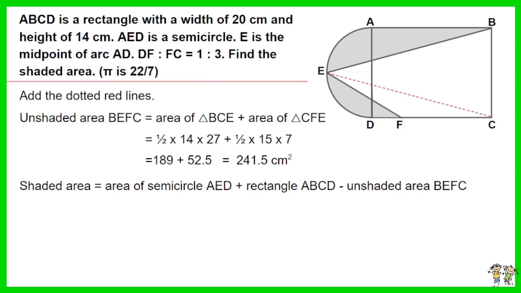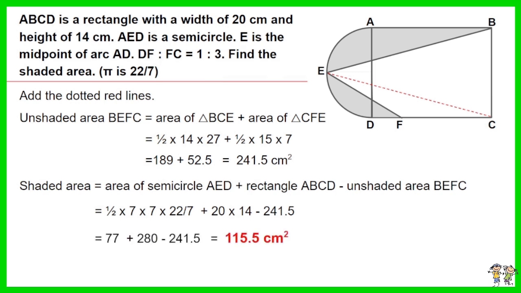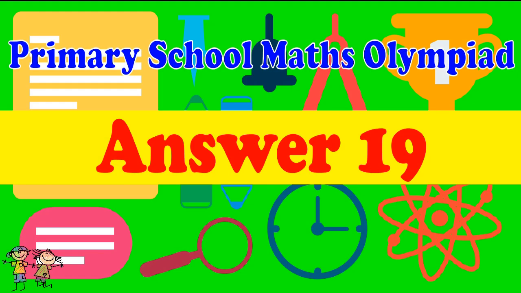The shaded area equals area of semicircle AED plus rectangle ABCD minus unshaded area BEFC. Area of semicircle AED equals half times 7 times 7 times pi. Area of rectangle ABCD equals 20 times 14. Solve the equation. The answer is 115.5 centimeters square. Answer for question 19.